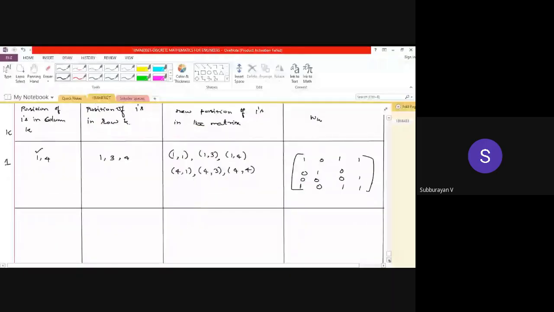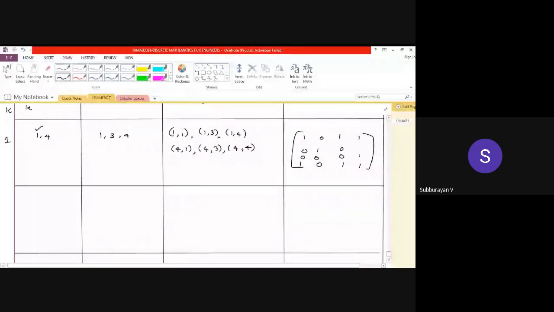Okay, now come to the second stage. What is the non-zero entry position in the second column? 2, right? Very good. It is 2. Then, what is the non-zero entry position in the second row? That is also 2, right? Here also I think it is 0, right? So this is 0. Therefore this is 2. Okay, this is 2. Fine.